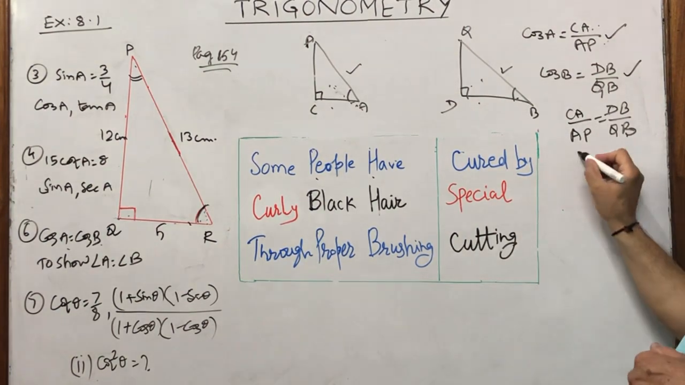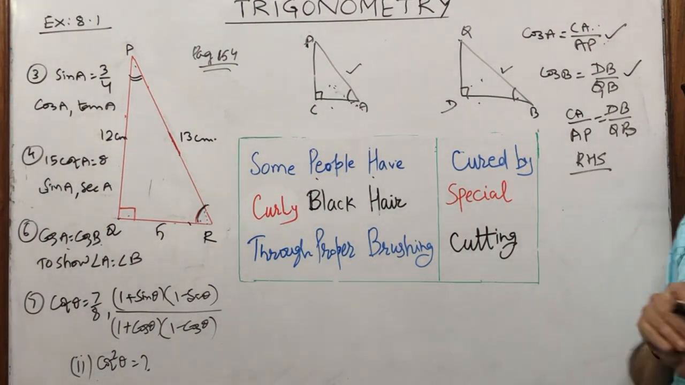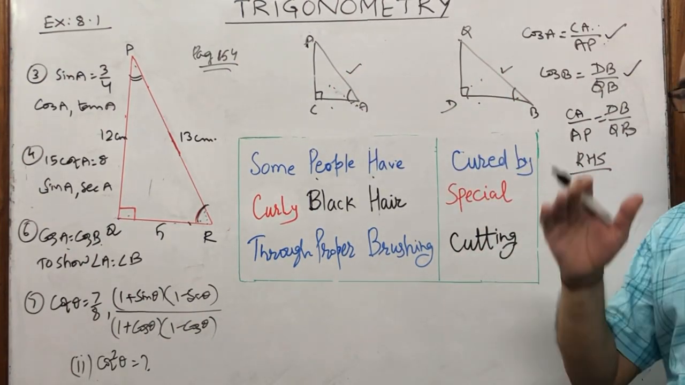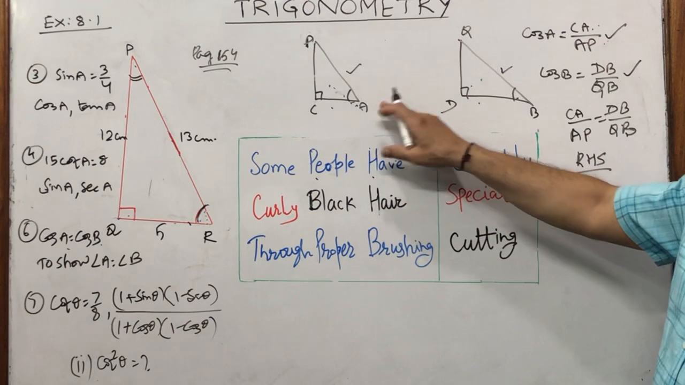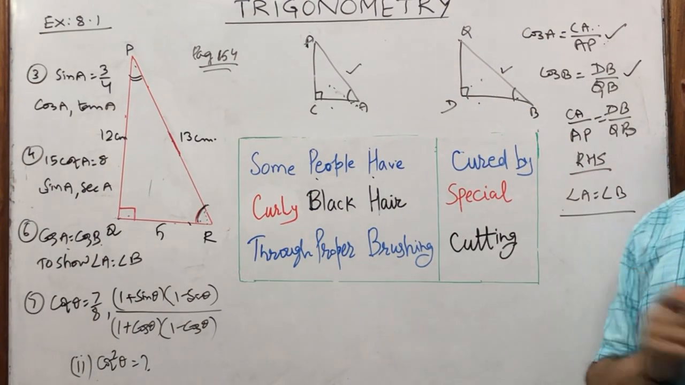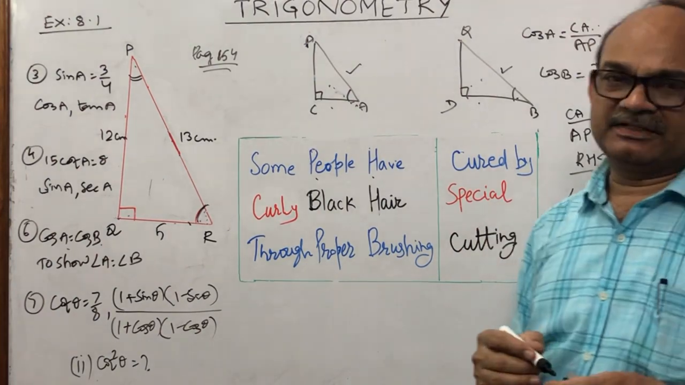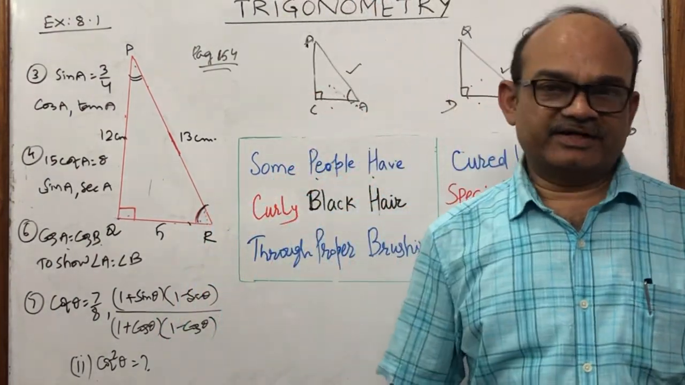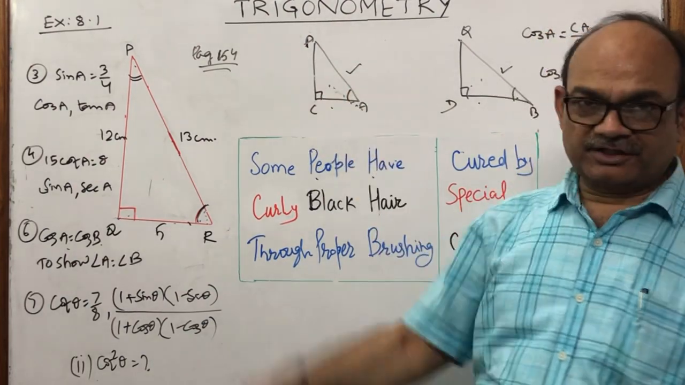Hence, by RHS criteria, these two triangles are similar. And when triangles are similar, their corresponding angles are equal. Hence, angle A equals angle B. Very short, simple method. So don't go with the method given in the solved example of your NCERT book. Use this shortcut method. Correct?